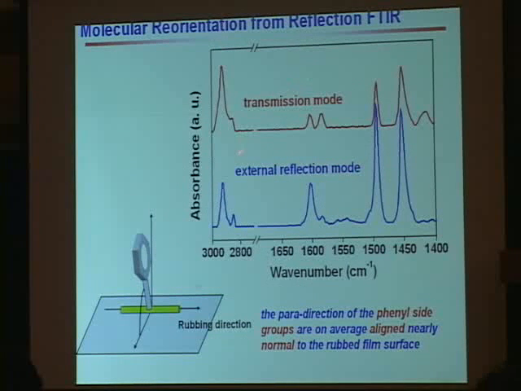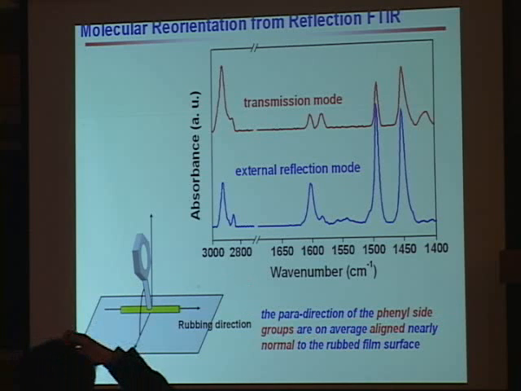And we also measured reflection FTIR. As shown here, the red line is the transmission mode FTIR, and the blue line is the external reflection mode. In this case, we can see the external reflection mode has a more intense signal. It means the polar direction of the phenyl side groups is on average aligned nearly normal to the rubbed film surface, like this figure.